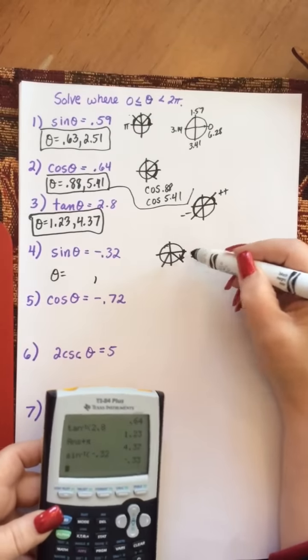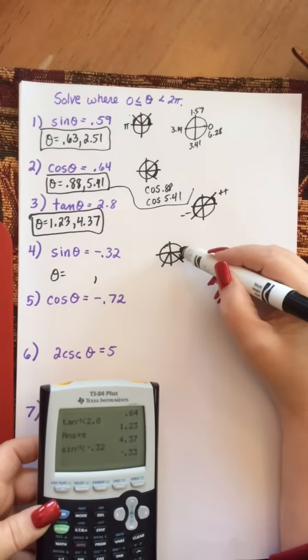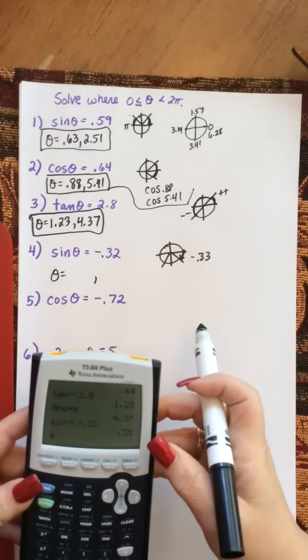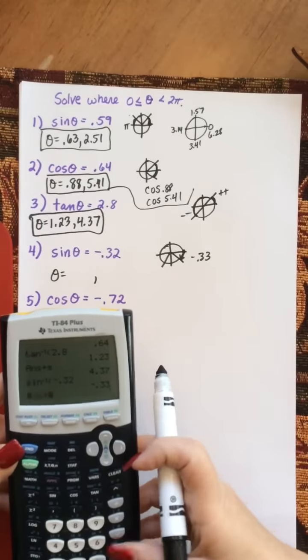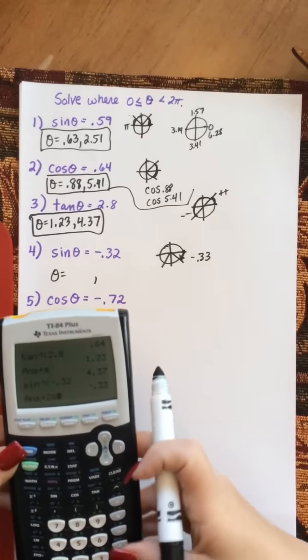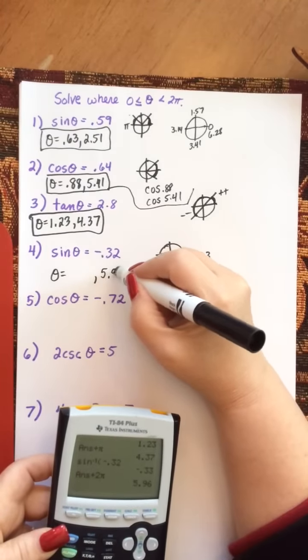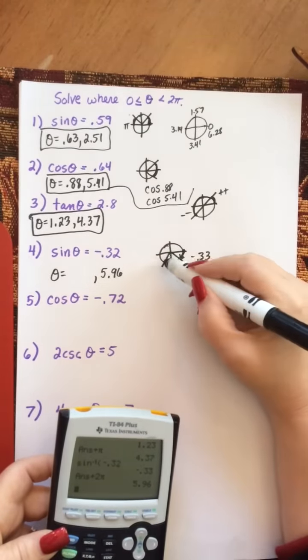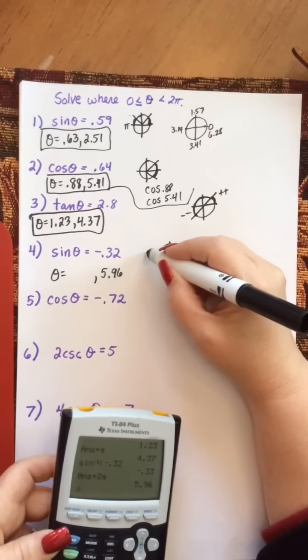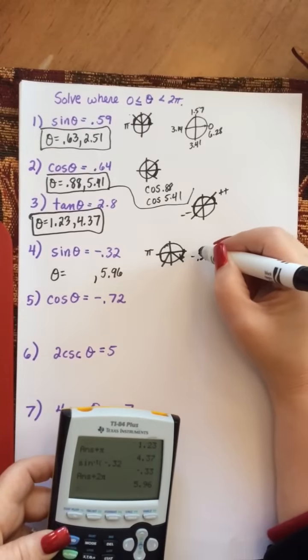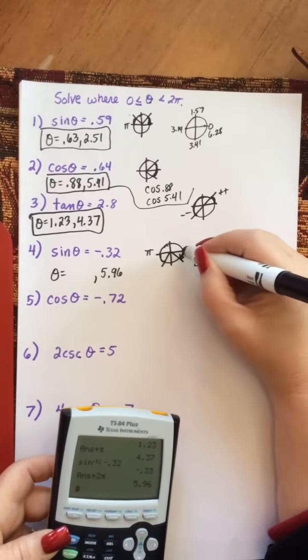So to figure out my fourth quadrant answer, and I don't want it to be a negative, it needs to be between 0 and 6.28, I'm just going to take this negative answer and I'm going to add 2 pi to it. So plus 2 pi, and that gives me 5.96.